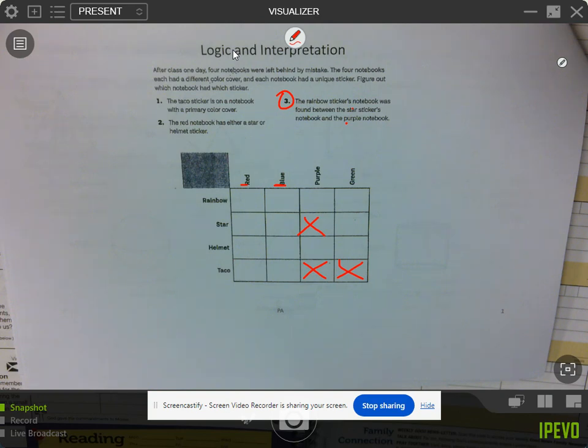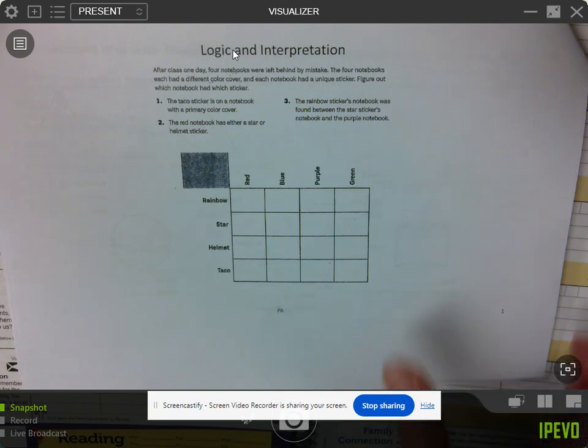Okay? You're going to fill in all of these to find what colored notebook has what sticker on it. Wait, so each one has a symbol? Yeah, each notebook has a sticker on it. And it's a different sticker on every colored notebook. So one notebook is going to have a rainbow, one's going to have a star, one's going to have a helmet, and one's going to have a taco. 4 notebooks, 4 different colors. I need to know which sticker is on which colored notebook.